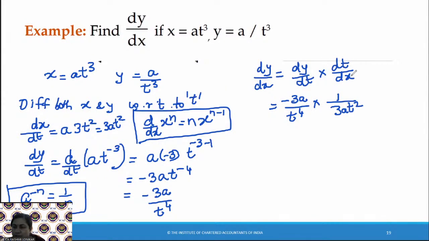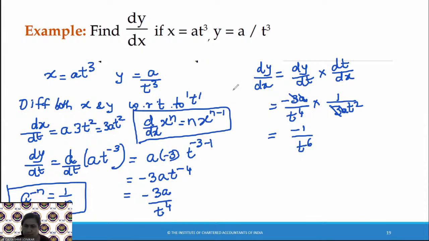Okay. Because dt by dx is the reciprocal of dx by dt. So this 3 will get cancelled. This a will get cancelled. Answer is equal to minus 1 upon t raised to 6.